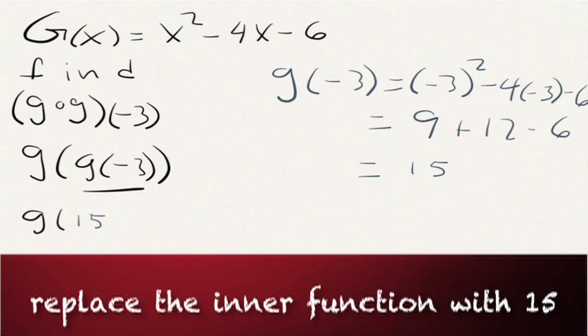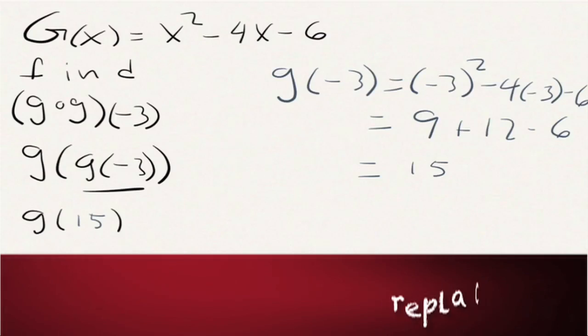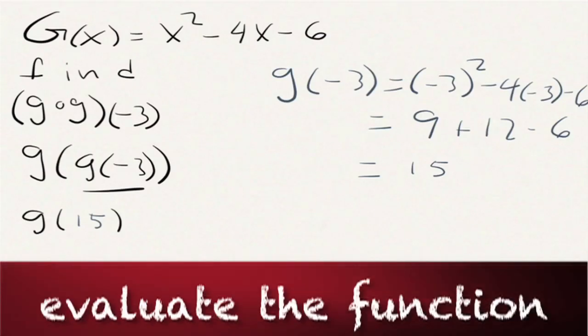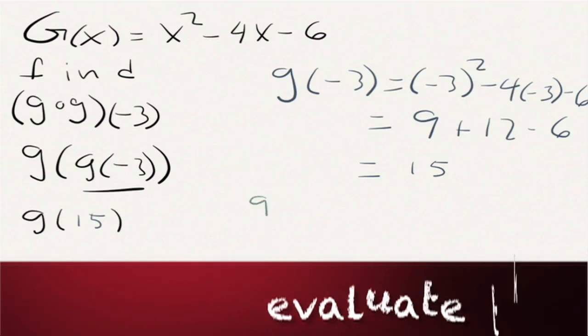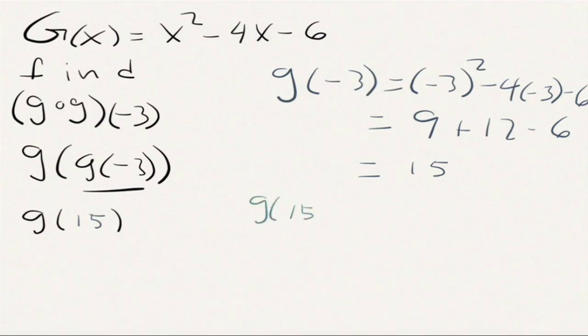Alright, I'm ready for the next part in our iterative process. What are we looking for? We're looking for g of 15. I know, big numbers, that's the stuff they don't like. But I still replace all my x's with 15. So that's 15 squared minus 4 times 15 minus 6.